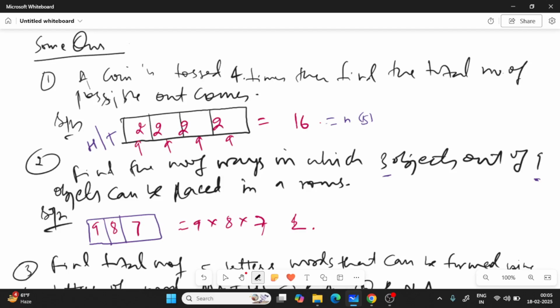So what we'll do is convert this question into filling three boxes by using nine different objects. Obviously here repetition would not be allowed, because if nothing is said, then in that case repetition would not be allowed. So the first box can be filled in nine ways, the second in 8 ways, and the third in 7 ways. So you will multiply all the different methods and you will get the required answer.